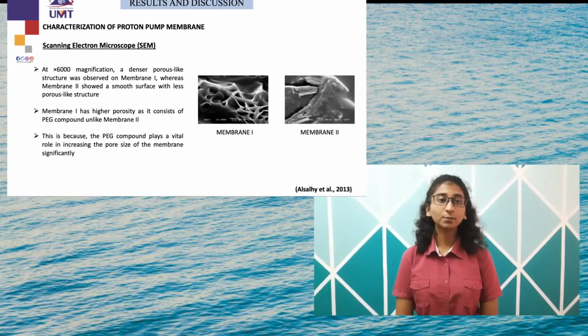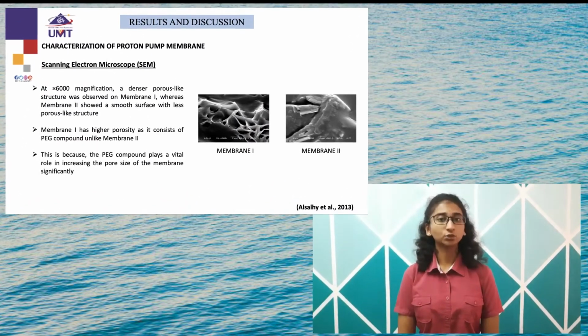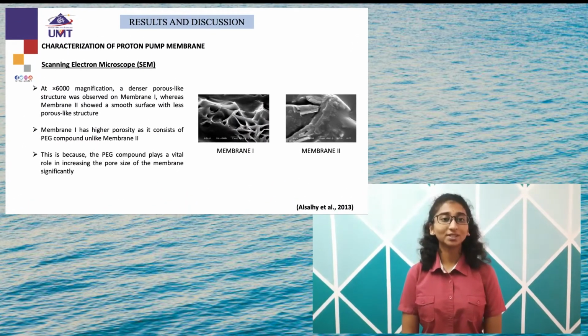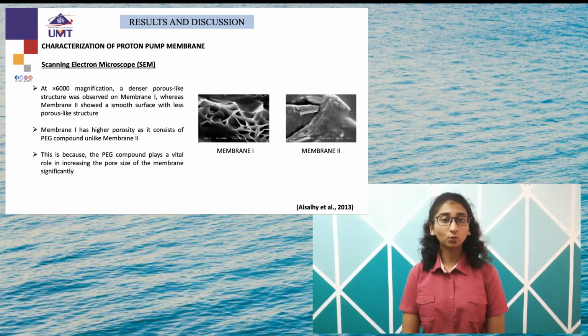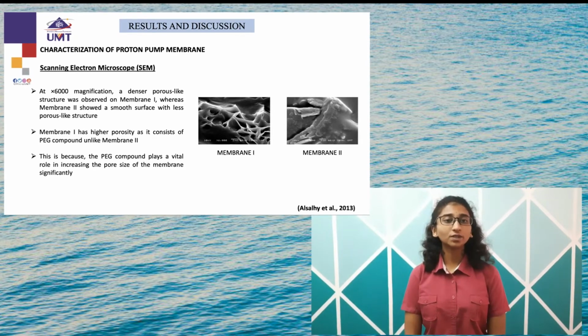For the SEM result, it is observed that membrane 1 has a denser porous-like structure as compared to membrane 2. This is probably due to the presence of PEG compound, known as polyethylene glycol compound, in membrane 1, which plays a vital role in increasing the pore size of the membrane significantly.